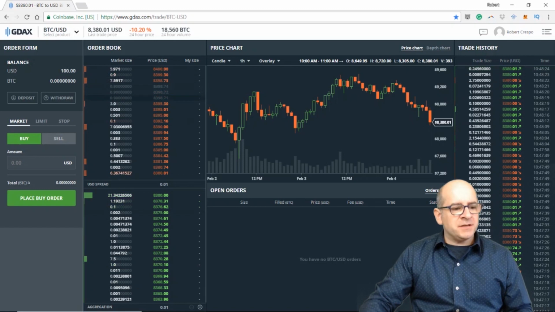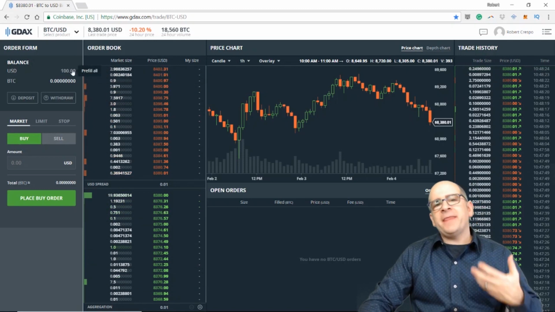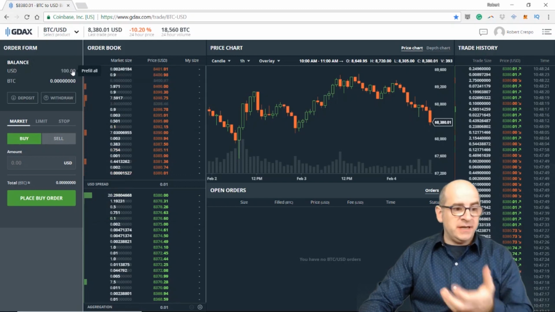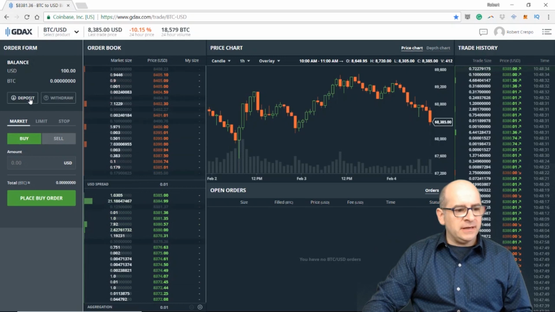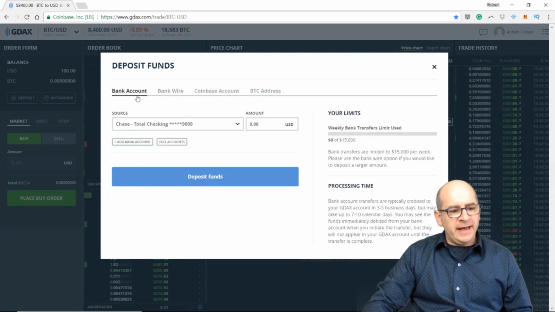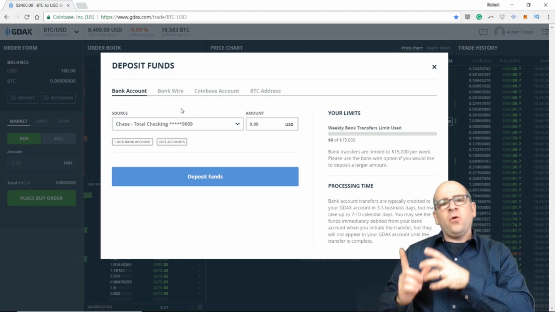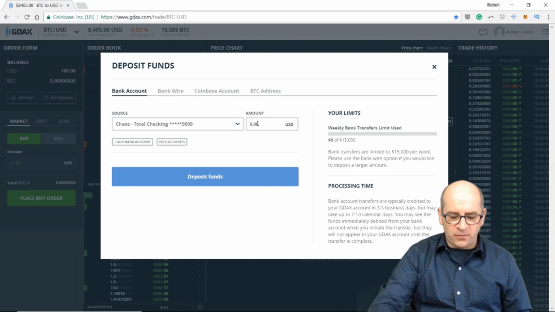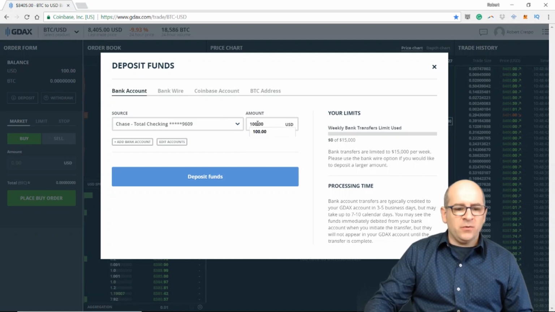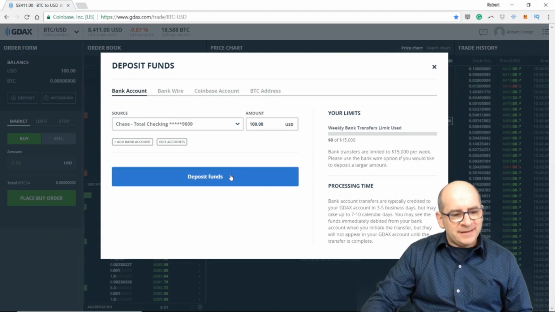So back in GDAX, I have a balance of 100 US dollars. How did I get that $100 to the GDAX platform? Well, I clicked the deposit button in the upper left-hand corner here. And since my bank account is already attached to my Coinbase account, it was a very simple process of just filling in the amount of money I wanted to transfer over. Say $100, or maybe this is euros or other currencies where Coinbase is operating, and click the deposit funds button.